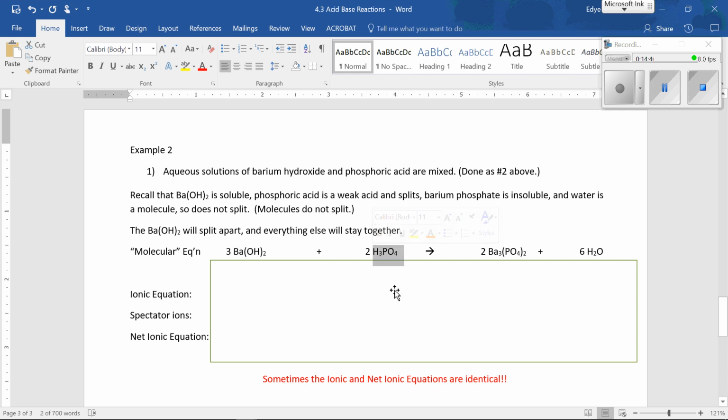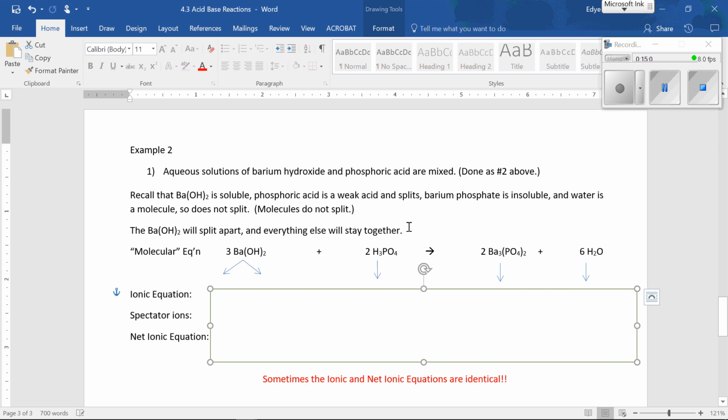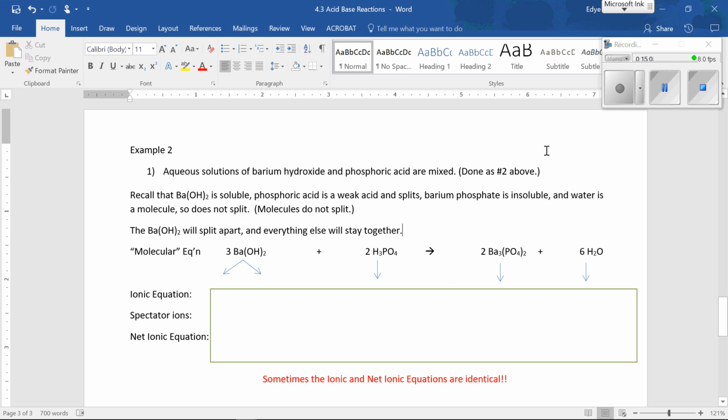H3PO4 is not one of our strong acids. H3PO4 is not going to split. It will come straight down. Barium phosphate, from your solubility rules, this stuff is not soluble, comes straight down. Water is a molecule, comes straight down. So the summary of what these items are going to do, I've written here. You could figure that out on your own as you go through these. Think about solubility rules and weak and strong acids, and molecules always stay together.